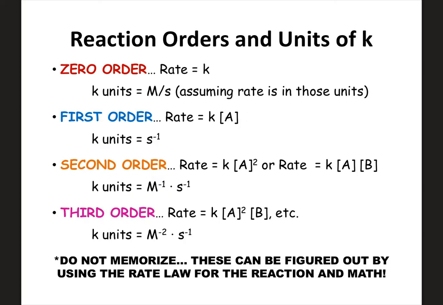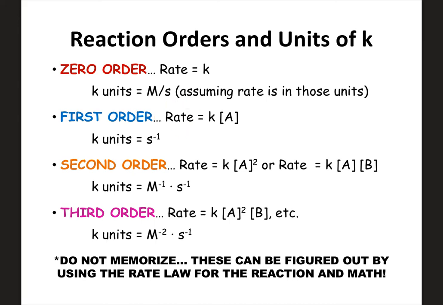So just want to point out here the reaction orders and the units of K. For example, if you had a zero order reaction and you had rate equals K, your K units must match the rate units. As long as your rate units were in molar per second, your K units would be exactly the same thing. If you had a first order reaction, your K units are going to be in seconds to the -1. Because think about this, if rate is in molar per second and the concentration is in molar, your K must be in per second, all right, in order to make the rate units work.